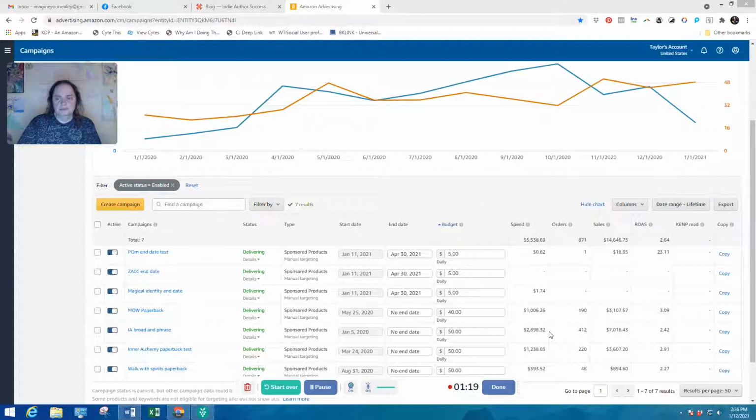So that's great. And I have some of these other ones like this one, MOW Paperback, which again has been running since March 25th. Inner Alchemy, which has been running since March 24th. This one, Walking with Spirits, which has been running since August 31st, 2020, it's doing all right, but it's been going down a little bit, so I'm keeping an eye on it. But I'll still probably run that ad for a while.